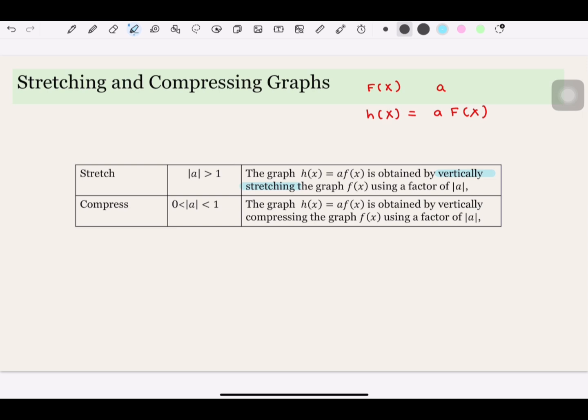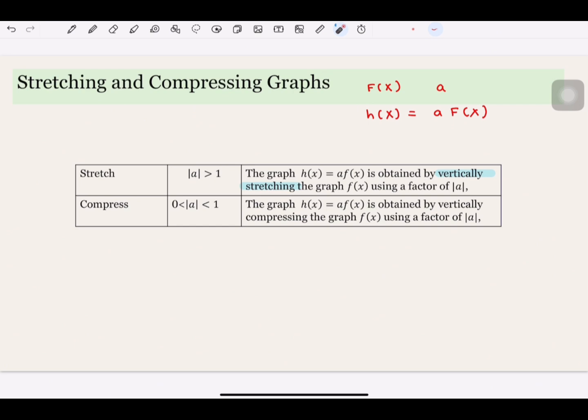This means it pulls away from the x-axis. The graph becomes steeper. On the other hand, if a is between 0 and 1, the graph is vertically compressed. It moves closer to the x-axis. The graph becomes flatter. In both cases, the basic shape of the graph remains the same, but the height of each point is scaled according to a. So that is how vertical stretching and compression work.